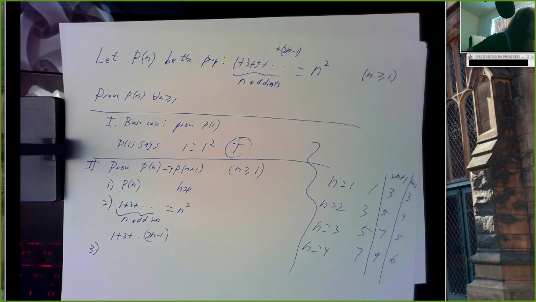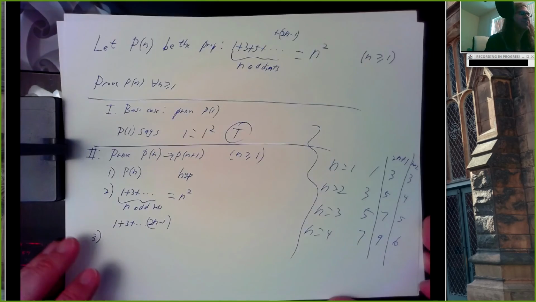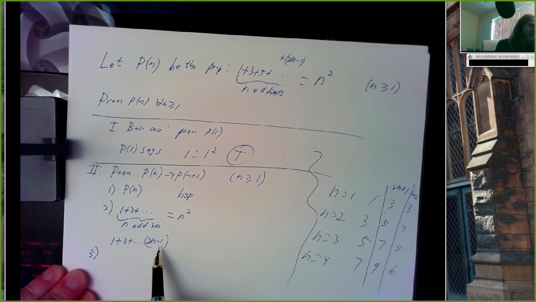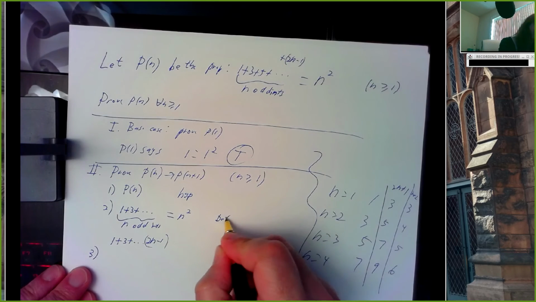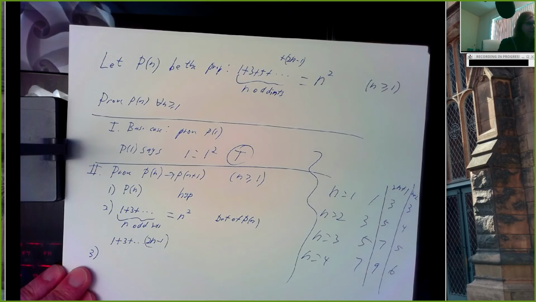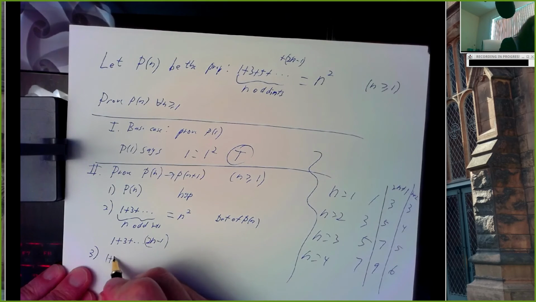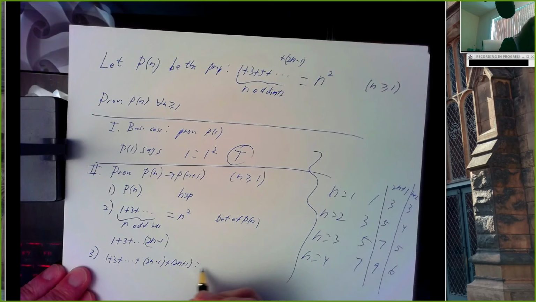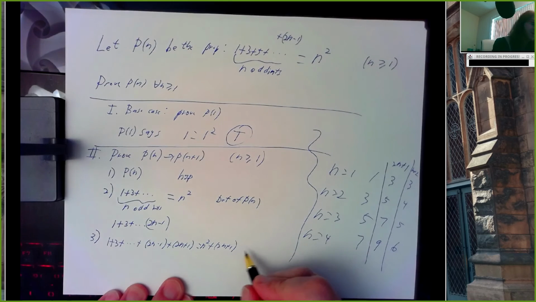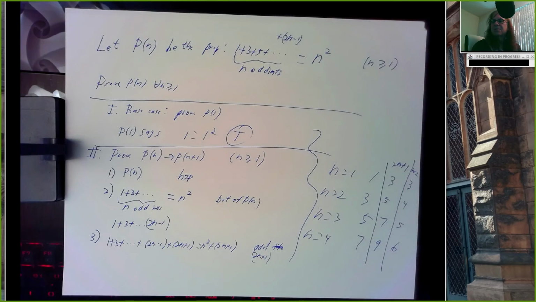So I'm going to do something that may seem random, but will eventually seem like an obvious thing to do. I'm going to add 2n plus 1 to both sides of this equality. So this was the definition of P of n. And now I'm just going to add 2n plus 1 to both sides. My reason for that is just something I felt like doing.